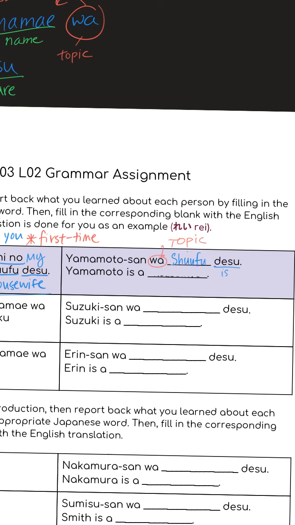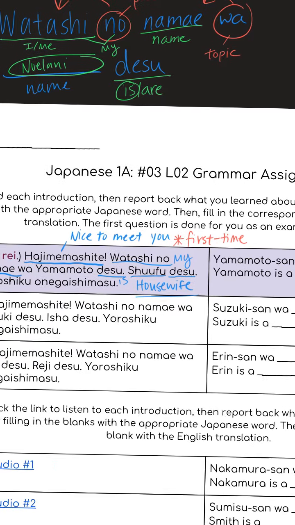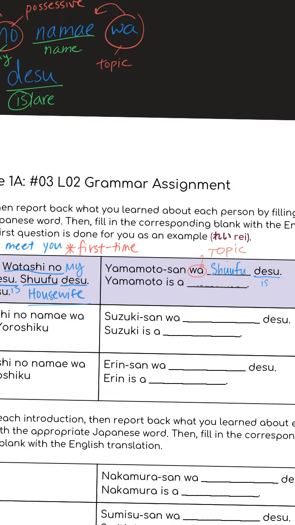Okay, now let's look at the English translation. Yamamoto is a... What is Yamamoto again? What does shufu mean? Shufu wa 英語で何ですか? 主婦 means housewife. So say Yamamoto is a housewife. よくできました. Alright, I hope that helped.